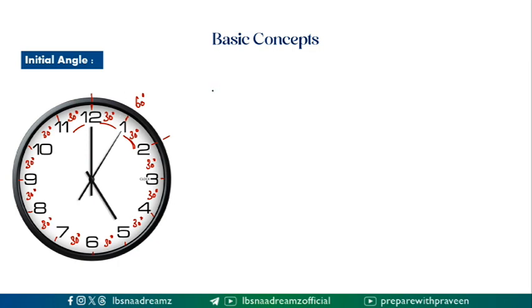You have to remember this. In some problems, we will directly use initial angle. Like between 12 to 3, the angle will be 90 degree. Am I right? 30, 30, 30. So the angle will be 90 degree. So this is a simple concept.